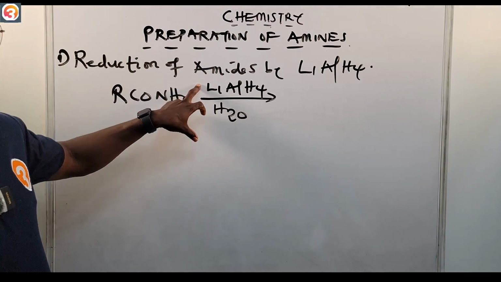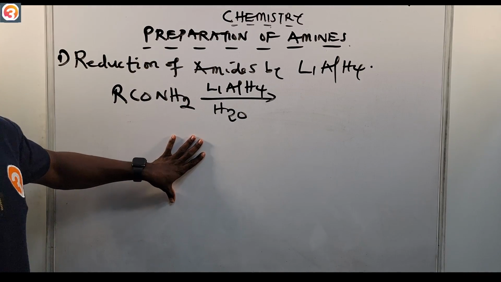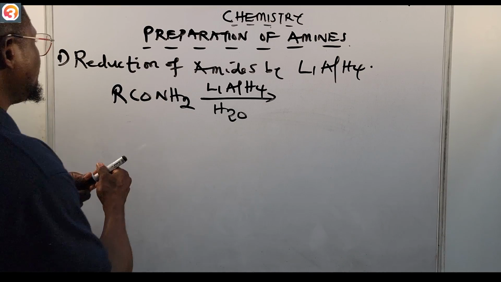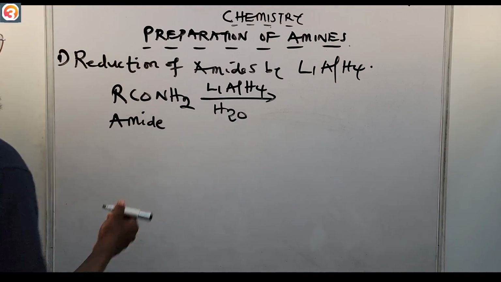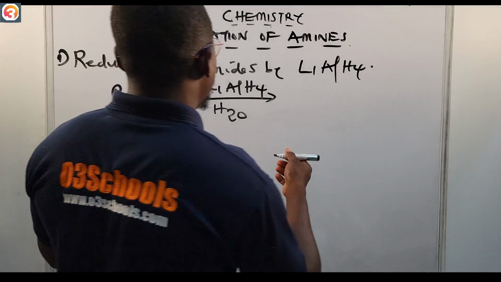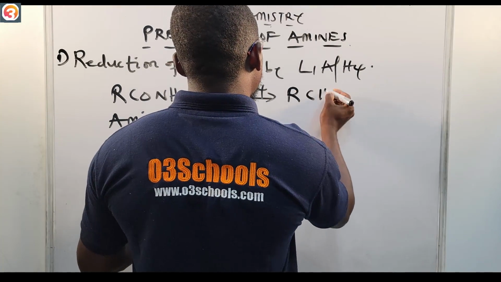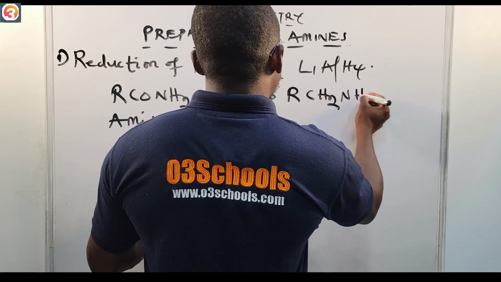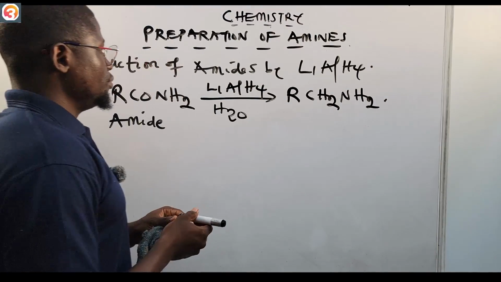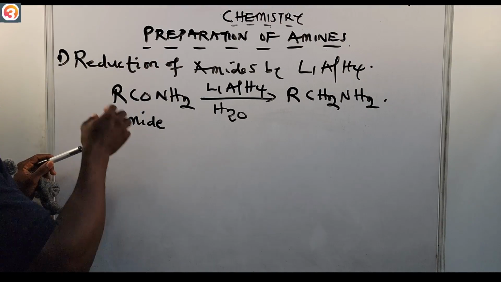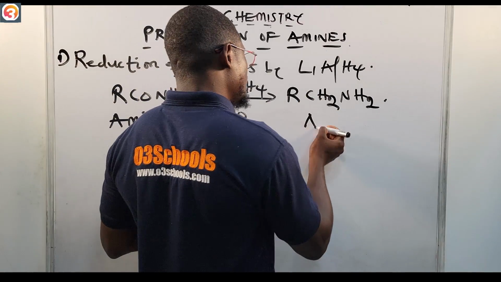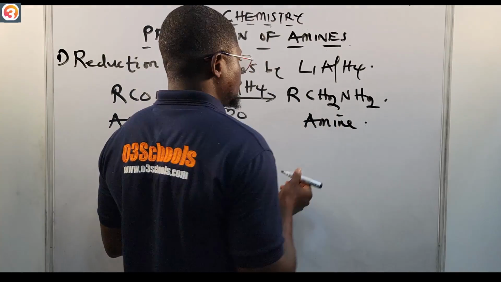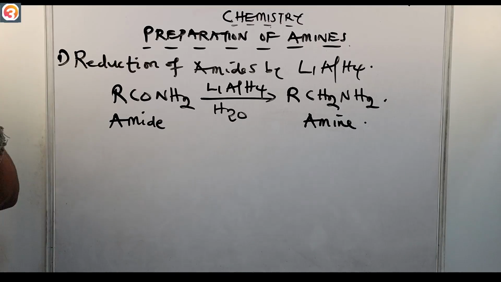So we use lithium aluminium hydride, then also use water. So these are our amide. Then of course what we now have there is our amine. We're going to have our RCH2NH2. Okay, so it's as simple as ABC. So when an amide is reduced, what we get is an amine. So this one is our amine. Simple as ABC. So let us see an example.